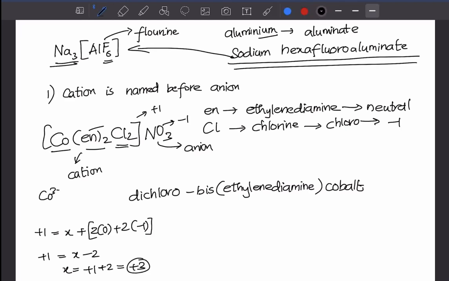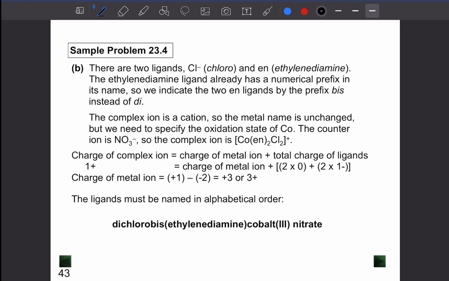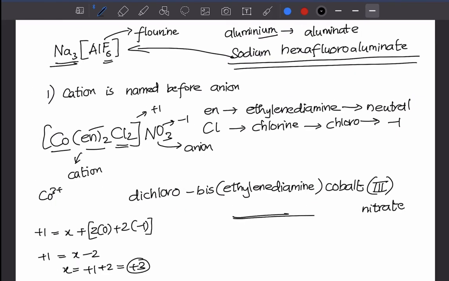So the cobalt here has a 3 plus charge. So we write cobalt(III), and we have NO3 here, so we write nitrate. So this is the name for the final compound. You don't need to write the hyphen here. So dichlorobis(ethylenediamine)cobalt(III) nitrate. So this is the compound that you end up with.